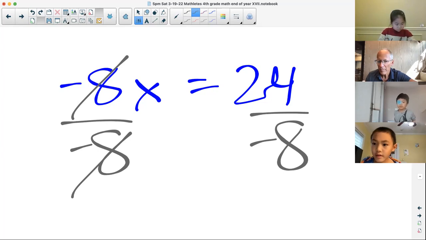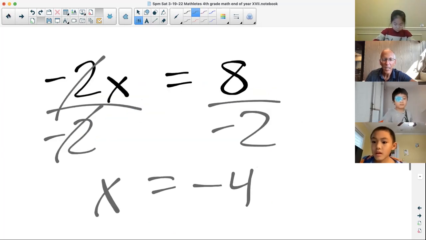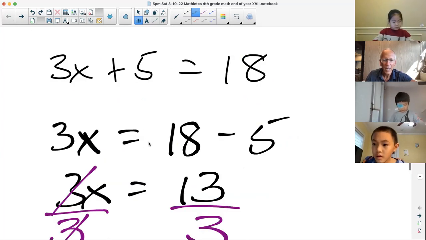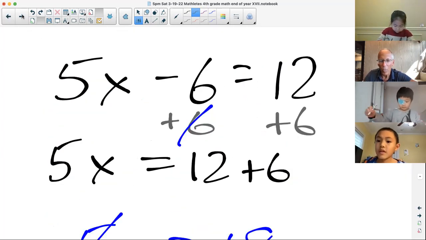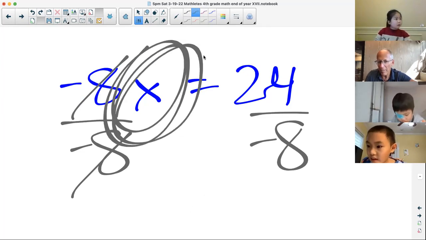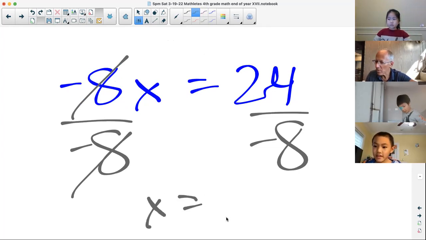3. I don't know what 3 means. If you said something equals, I could understand that. Every single time, X equals, X equals, X equals. What do you think we should say here? X equals 3. Absolutely not. 3 would be 24 divided by 8. This is 24 divided by -8.